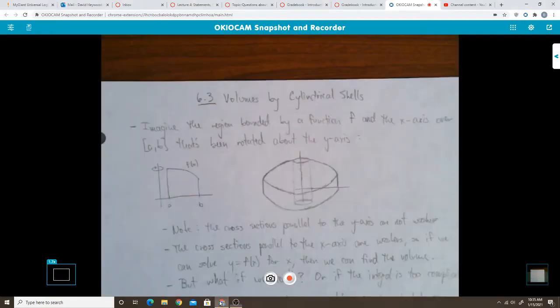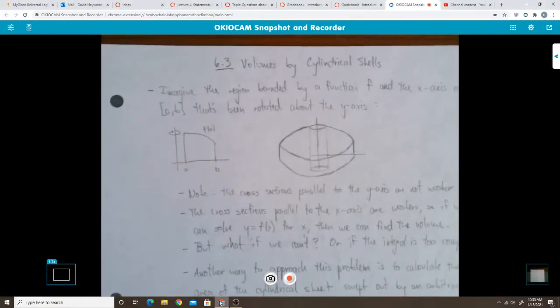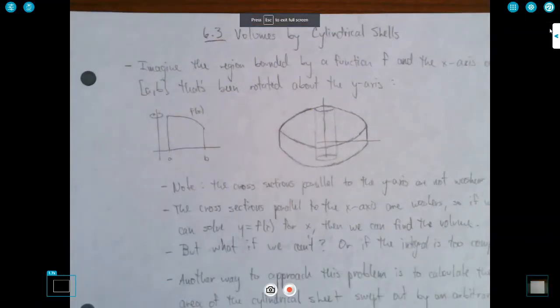All right, let's talk about calculating volumes by cylindrical shells. So we talked about calculating volumes using the disk/washer method. But another way that we can calculate volumes of rotational solids like this is to think about them in terms of cylindrical shells. So I'll explain what I mean by that.